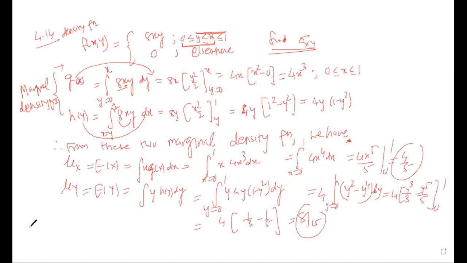And naturally my sigma xy, the covariance, sigma xy, is given by E of xy minus mu of x and mu of y.